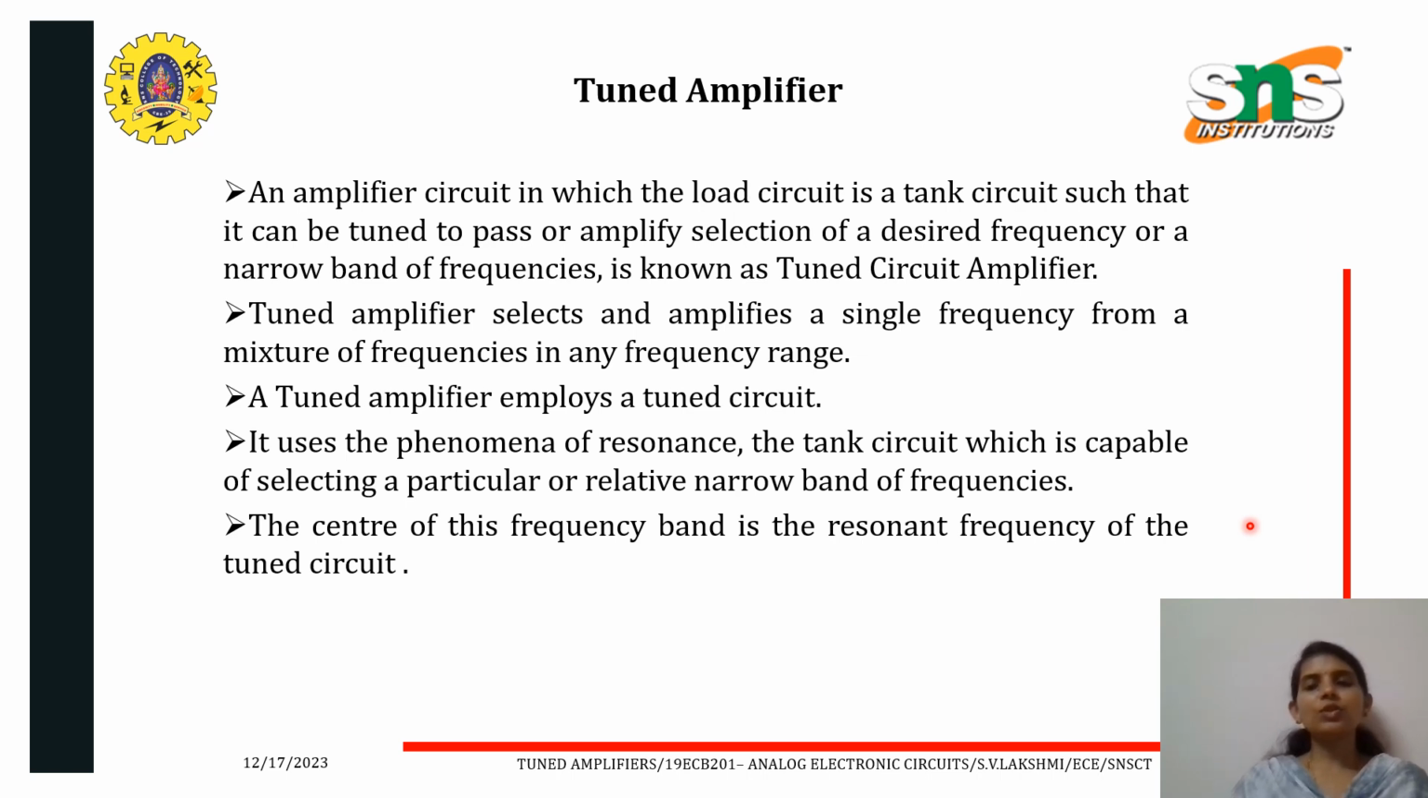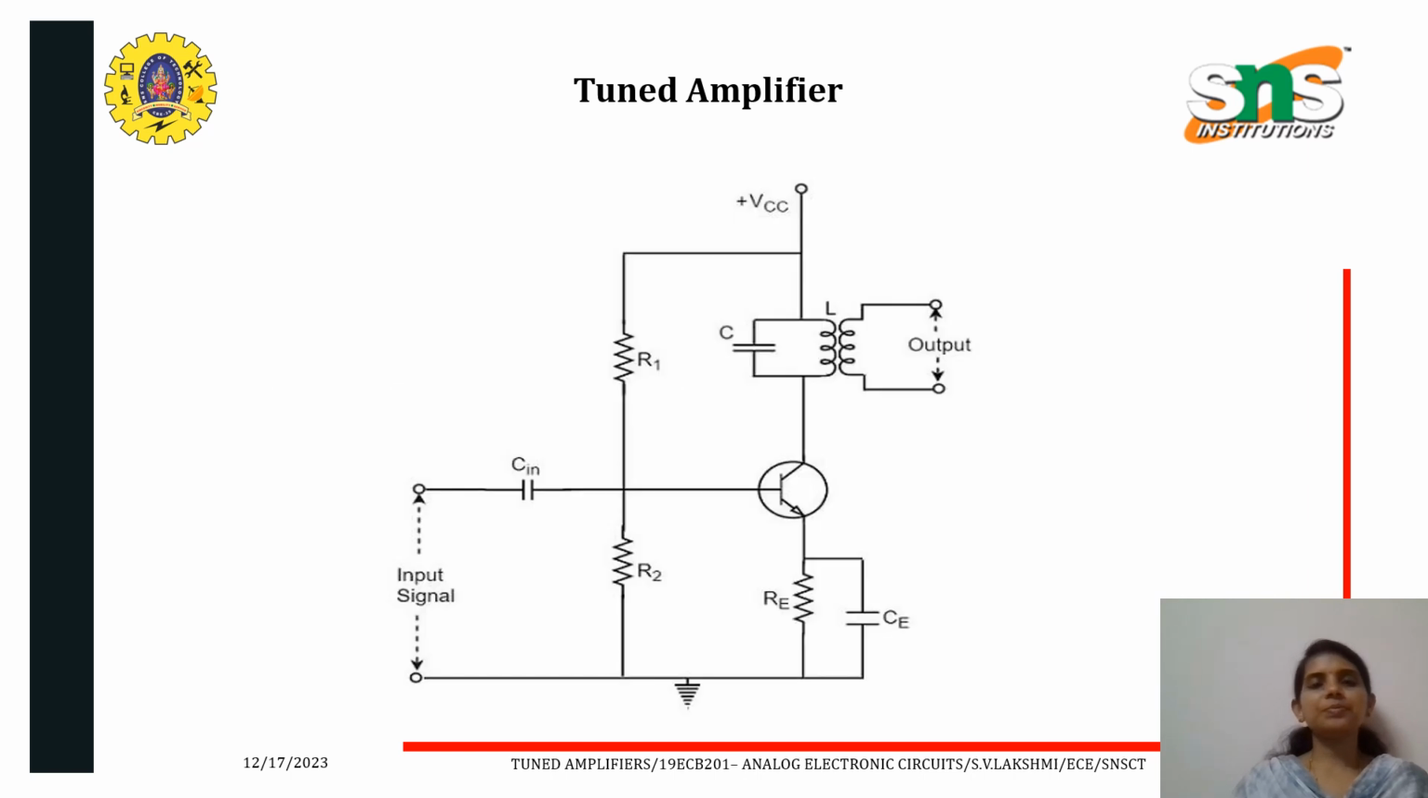A tank circuit which is capable of selecting a particular or relatively narrow band of frequencies is called the tuned amplifier. The center of this frequency band is called the resonant frequency of the tuned circuit. This is called the tank circuit. The inductor connected in parallel with the capacitor forms the tank circuit.